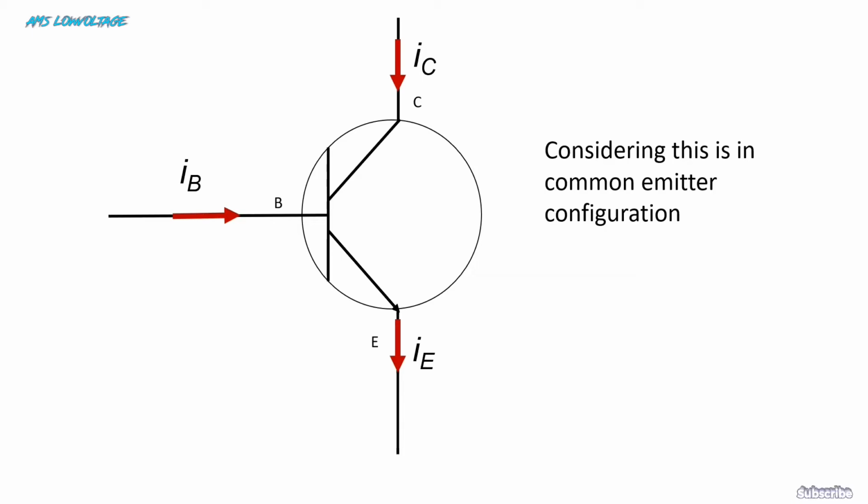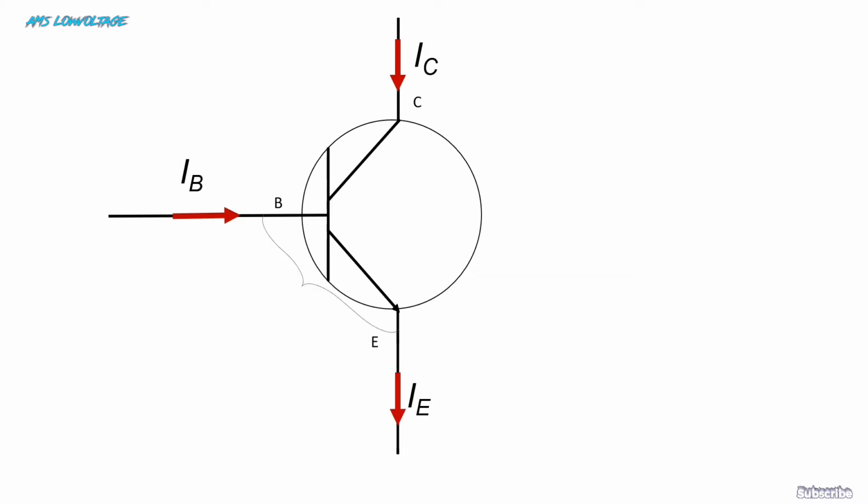Considering this is in common emitter configuration, the voltage between the terminals base and emitter I have denoted as VBE, the voltage between the collector and the emitter I have denoted as VCE, and the voltage between the terminals collector and base I have denoted as VCB.